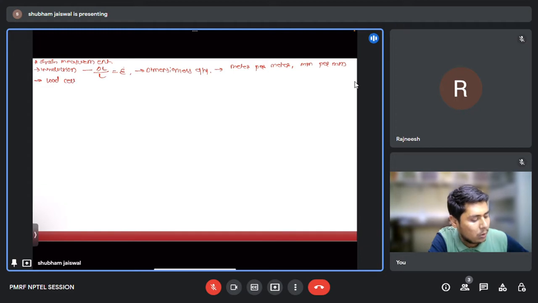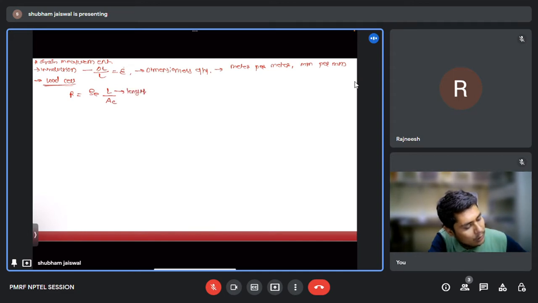After that, we have seen the load cell. What is meant by load cell? How is it used for measurement of force? It works on the principle that a change in cross section results in a change in resistance of the material. So the equation is R = ρL/A, where L is the length, A is the cross-sectional area, and R is the resistance.